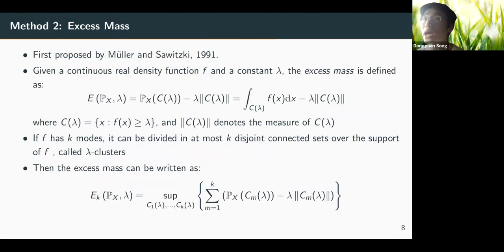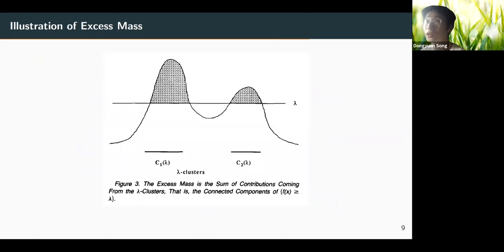And the second method, the excess mass, is a little bit hard to understand. Here, for a given constant lambda, we define the excess mass as follows. If F has k modes, then we can divide its support into at most k disjoint connected sets. We call these lambda clusters. And the excess mass can be defined as follows. Next, please.